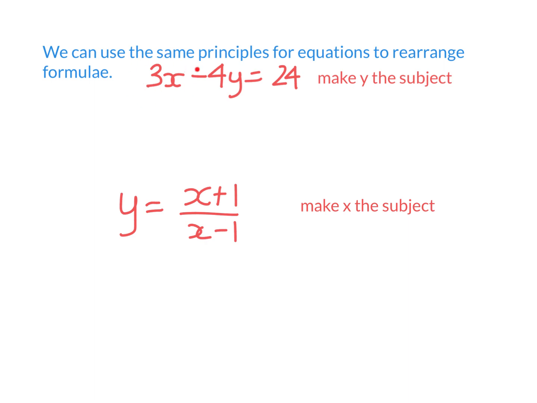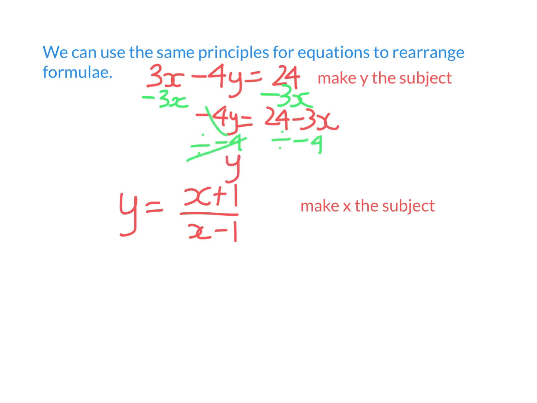So 3x here is just a constant, like a number. So I'm going to undo adding 3x by subtracting 3x. So I then get negative 4y equals 24 minus 3x. So now to get y by itself, I need to undo timesing negative 4 by dividing each side by negative 4, because times negative 4 and divide negative 4 undo each other. So there they will cancel out.